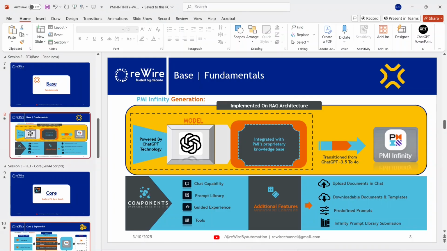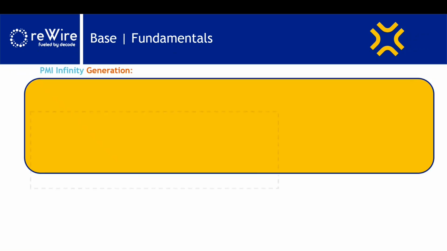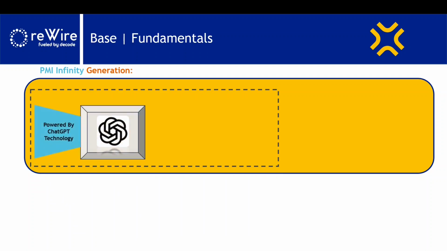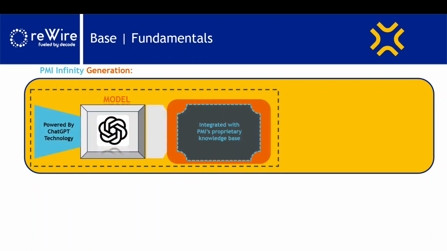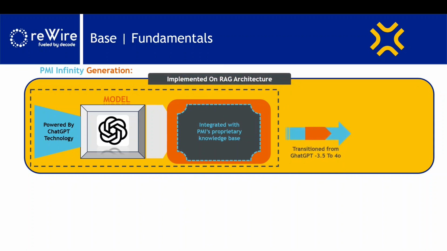Now I'll switch over to this one. In the month of February it was released with model 3.5. Now it has transitioned to the latest model, ChatGPT 4.0. So it has completely transitioned to the latest model, and they have named it PMI Infinity.